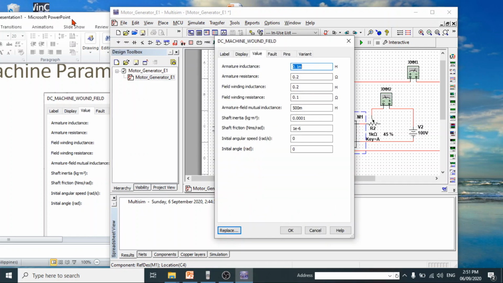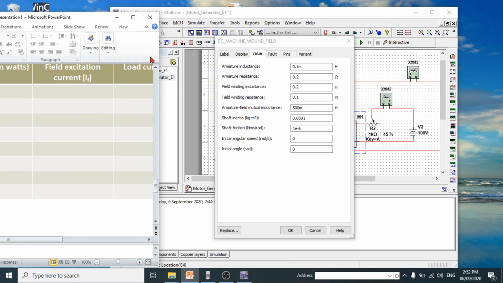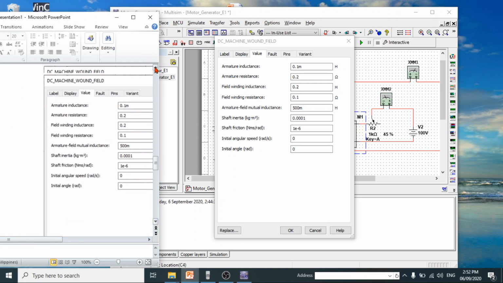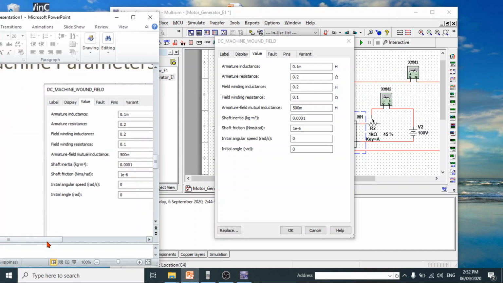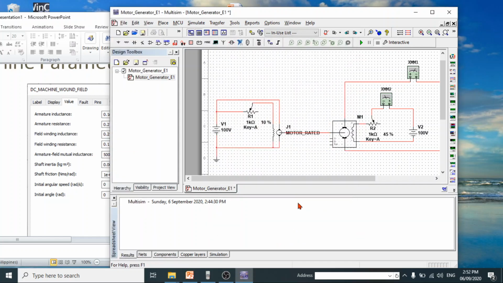For the generator, we double click and then go to the next slide for the DC generator. We try to examine the values 0.1, 0.2, 500, and everything is the same as the given parameters of the DC generator. So click OK.